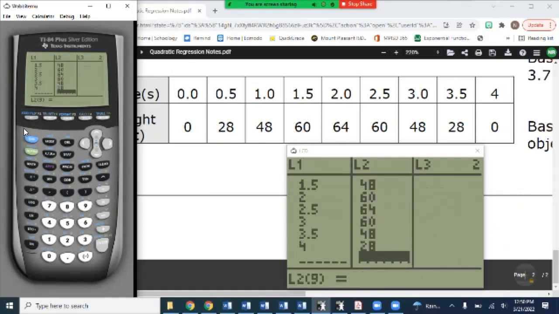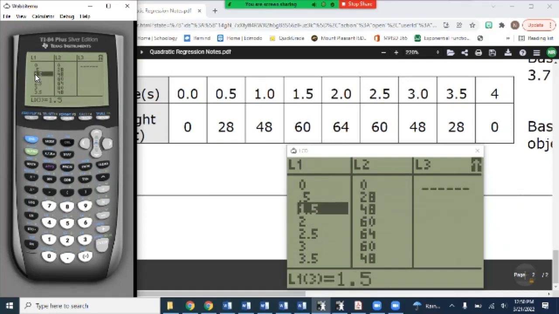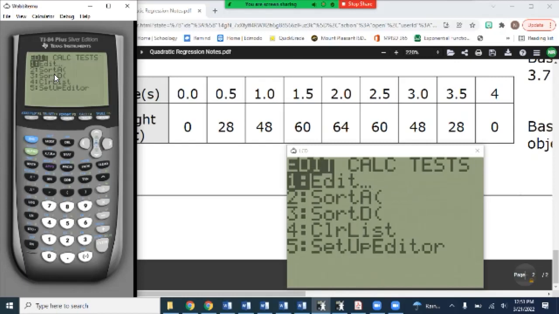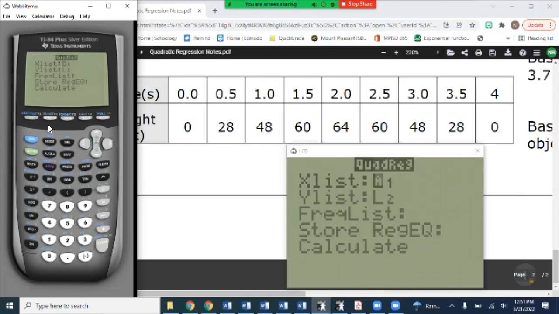Oh, Lord, I think I did. Mine didn't line up. Something went wrong. 0, 0, 28. Can I insert? Heck yeah. There it is. 1.5, 60. Okay. All right. Then we go to stat calculate, number 5.